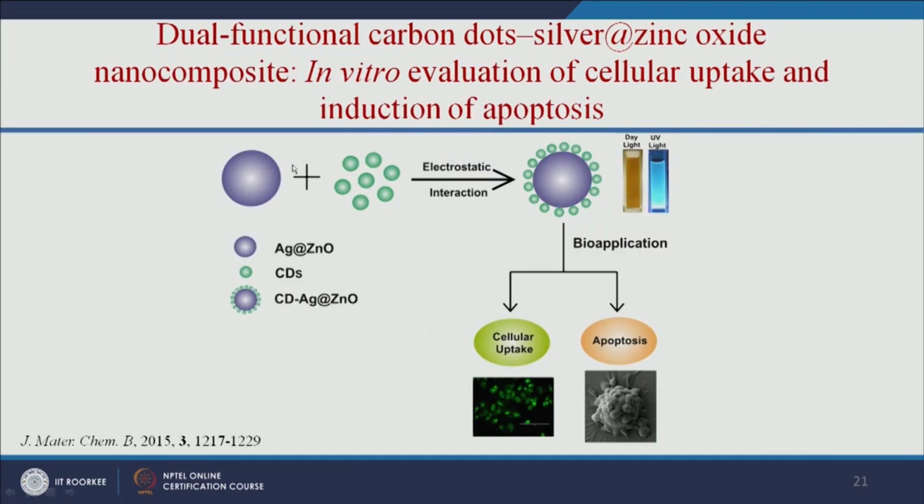Okay. So when you have the metal based nanomaterial, you can add carbon dots, that is the fluorescent nanoparticles. In the previous lecture I told you what is carbon dots. So this fluorescent nanoparticle can be attached to this metal based nanomaterial, silver and zinc oxide nanoparticles. When you add these carbon dots to this AgZnO, it will have both the fluorescence property as well as the anti-cancer property. So we can easily monitor the cellular uptake by the fluorescent carbon dots, and it will also induce the apoptosis.